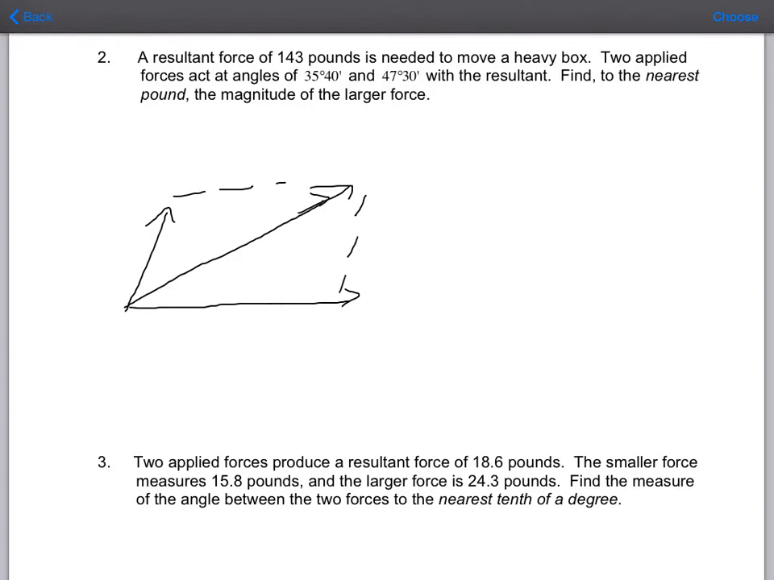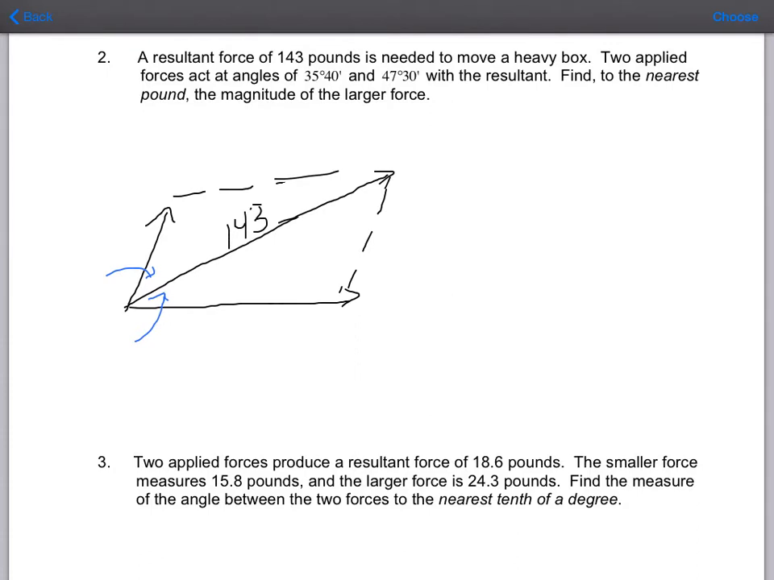Okay, let's make that just a little bit nicer. There we go. Okay, so now we have our parallelogram. It said the resultant is 143, so I'm going to put it in. It gives me two angles that are actually formed by the two forces. Well, that means one is going to go here and the other one's going to go here. I just have to figure out which one goes where.